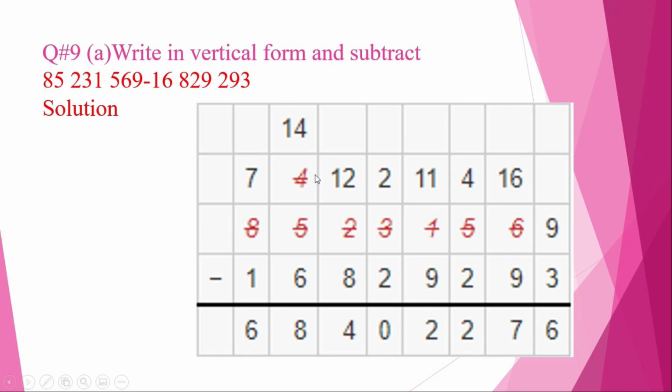Here 4 is left, but 4 is again smaller than 6, so we again borrow from the 8 and this 4 becomes 14. Now 14 minus 6 is equal to 8. And here 7 minus 1 is equal to 6. And here is our answer. It is 68,402,227.